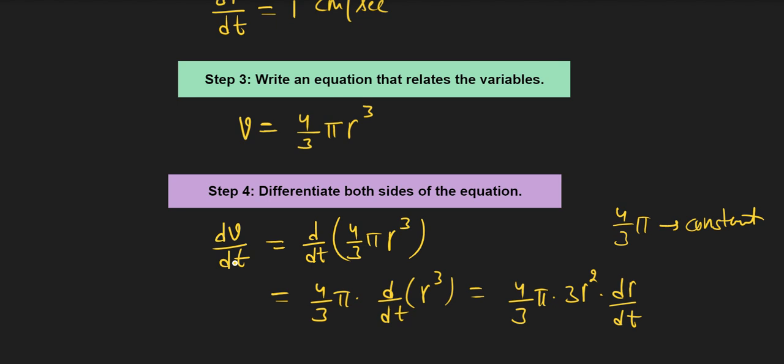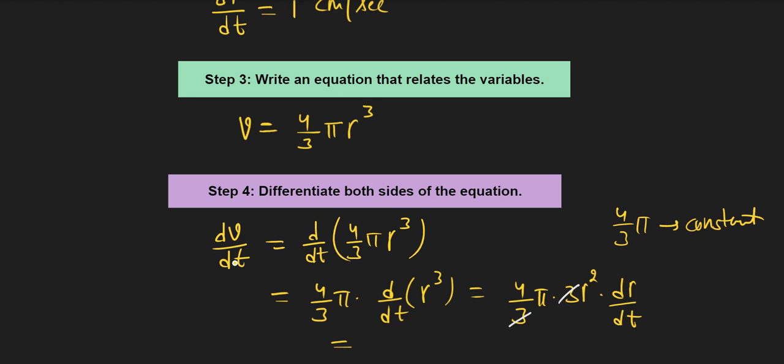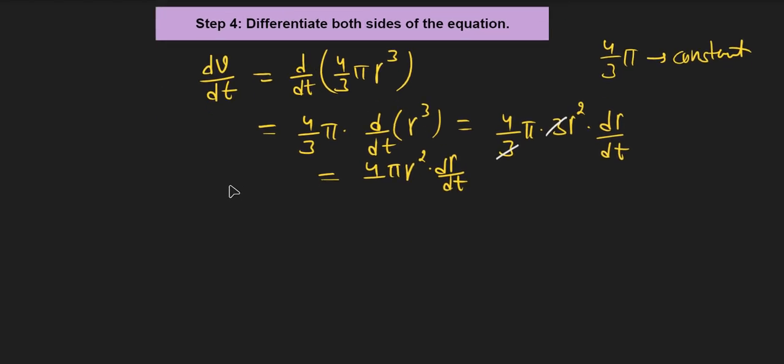Okay, now in this question we can clearly see that we have 3 in the numerator and 3 in the denominator. We can cancel them, and once you cancel and simplify, it's going to be 4 times pi times r squared. So this is the relation we have: 4 pi r squared dr over dt. Okay, so that is step 4. We did differentiate with respect to time.